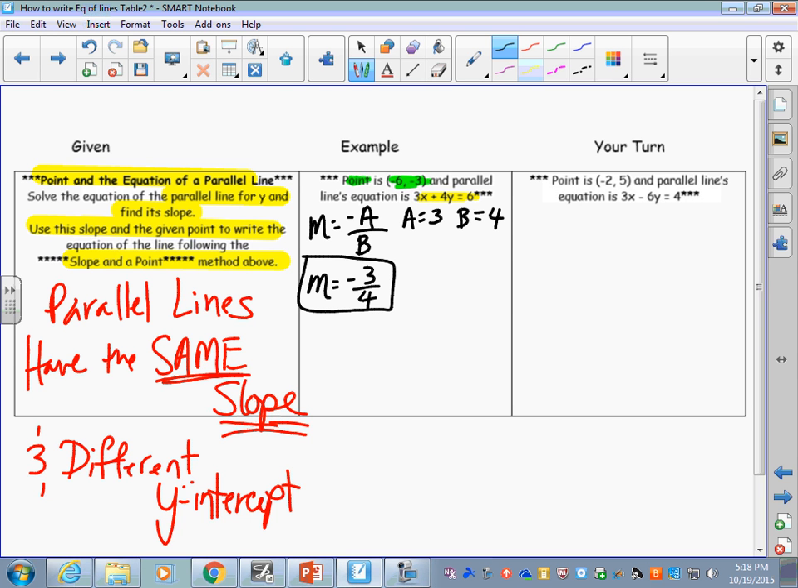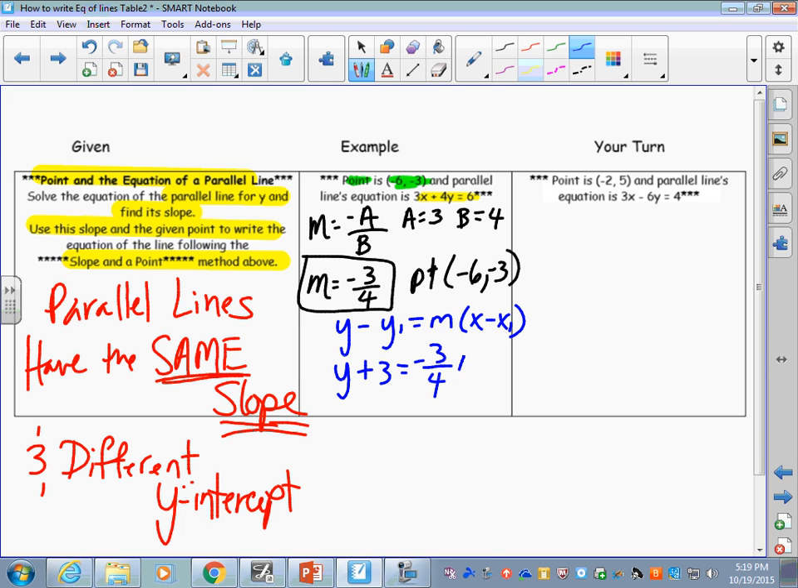So now I have my slope, and I write the equation for the parallel line. It's going to be the same. I don't have to do anything with this answer. But we wanted to go through the point -6, -3. So now I have a slope. I have a point. We go back to point slope form. y minus y1 equals m parentheses x minus x1. So we're going to plug in the parts. We have y plus 3 equals -3/4 parentheses x plus 6. So this is the equation of the line parallel going through that point.